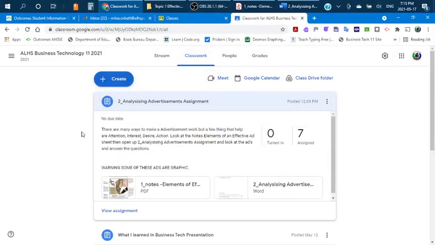All right, so I'm going to go over the analyzing advertisement assignment that was assigned today. There are many ways to make an advertisement work, but a few things that help are attention, interest, desire, and action. Look at the notes elements of an effective ad sheet, which is this document right here, and then open up the number 2 analyzing advertising assignment and look at the ads and answer the questions, which is this document over here, and I have them both opened up top.